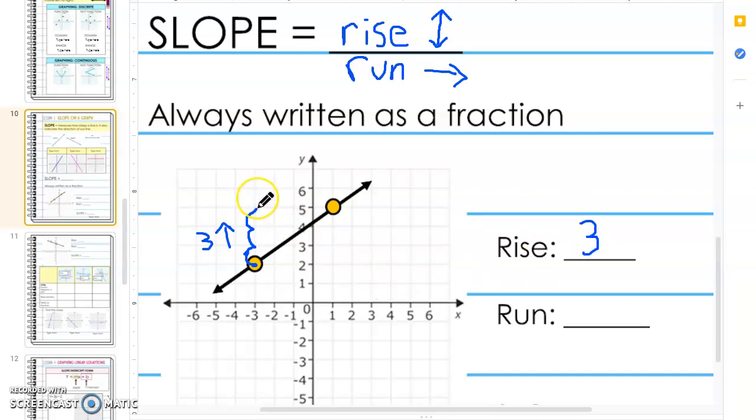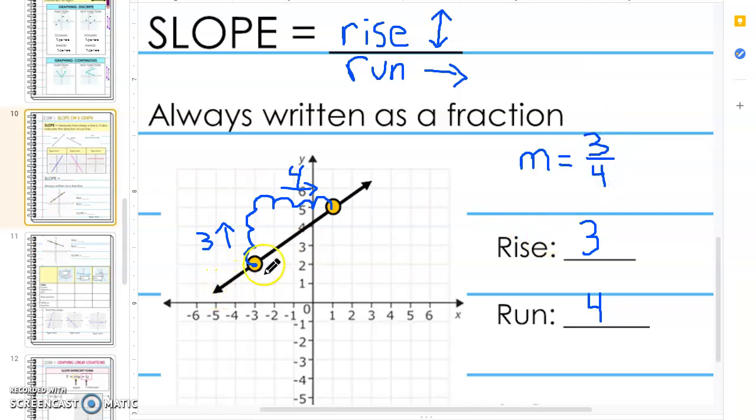Now I have to find my run, and my run is how many over I have to go to get to that point. So let's see, how many over do I have to go? I have to go over 1, 2, 3, 4. I went over 4. So my run is 4. So what is my slope? Well, my slope is always my rise over my run. So my slope, and slope is represented by this letter M, is 3/4.